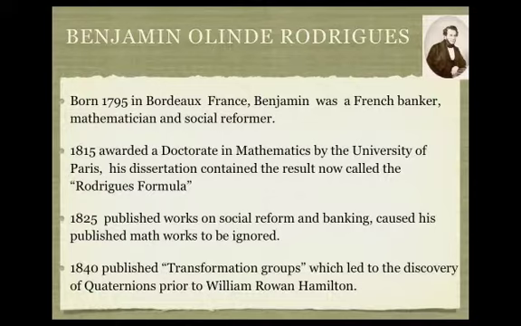In 1840, however, he published work on transformation groups, which led to the later discovery of quaternions by William Hamilton. But this was prior to William Hamilton inventing and discovering them.